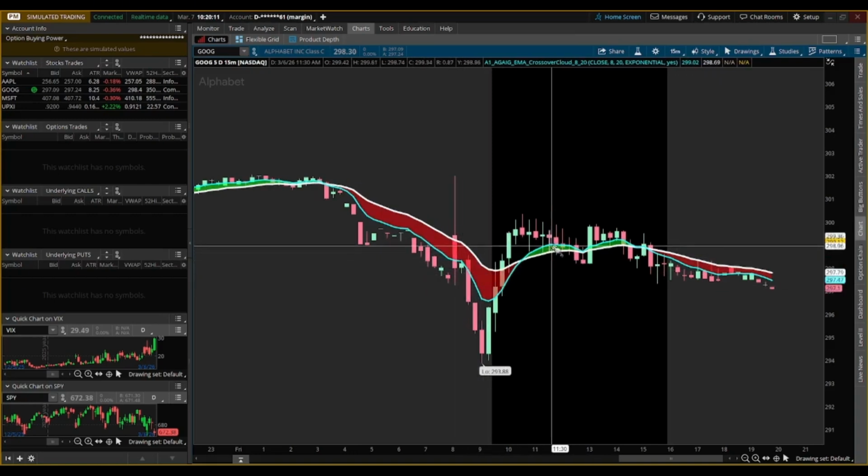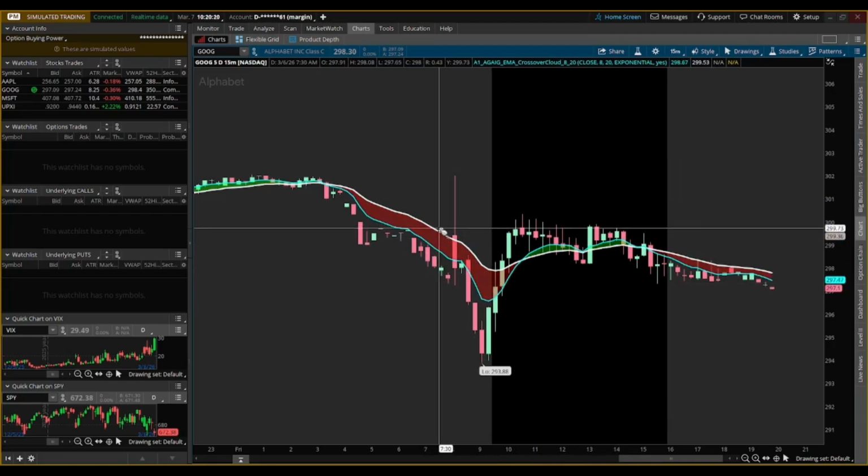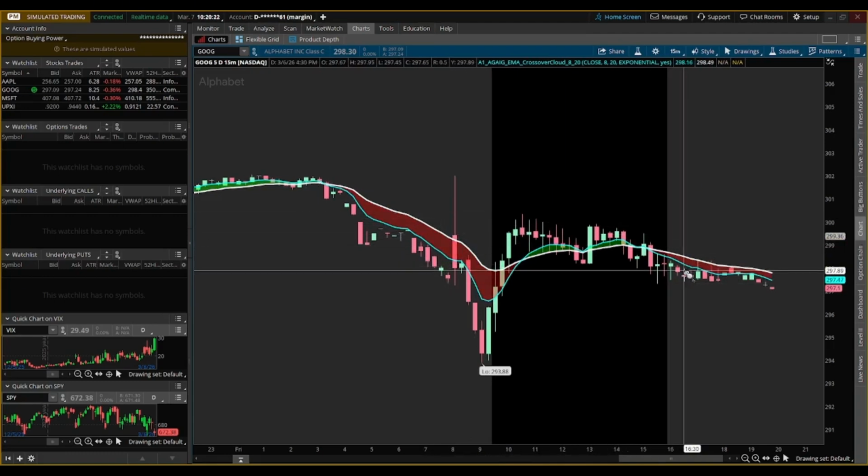When the 8 is above the 20, the cloud between them fills with green, indicating bullish momentum. When the 8 is below the 20, the cloud fills with red, indicating bearish momentum. This crossover system is one of the most widely used technical setups in trading.